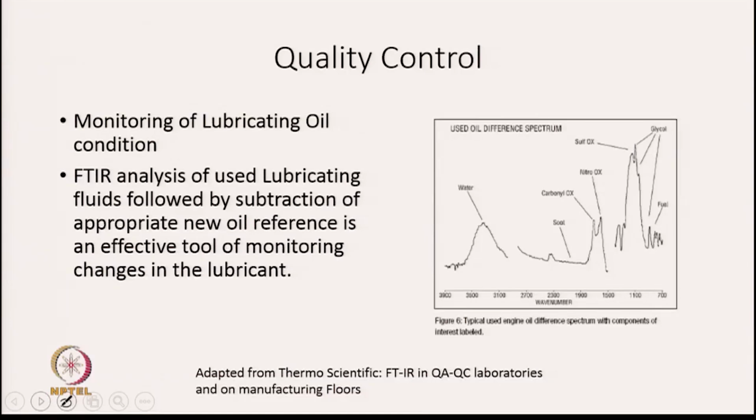You can also know the condition of lubricating oil. So, you can monitor lubricating oil condition, and that generally is done by taking the spectrum of the lubricant with the oil reference, and that tells you how old your lubricating oil is. These are the different kinds of components of lubricants you can look at, and that tells you about the quality of that lubricant.